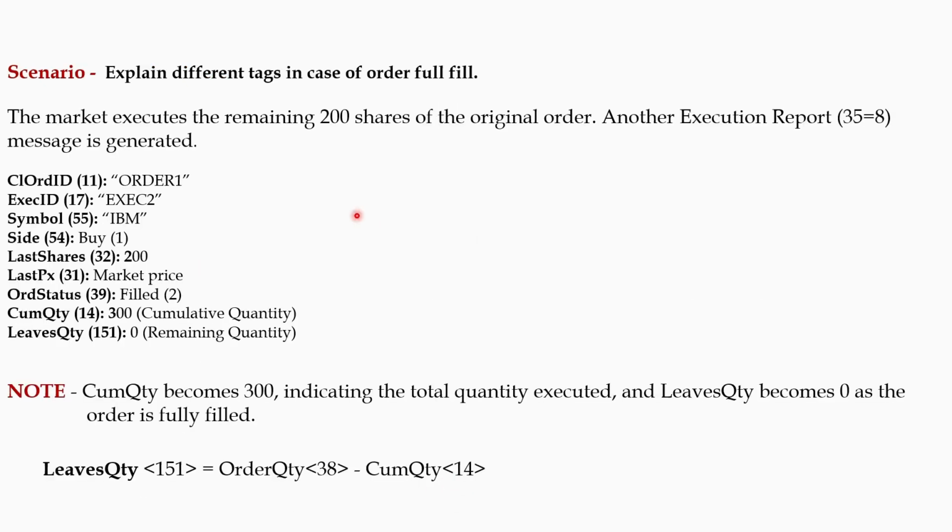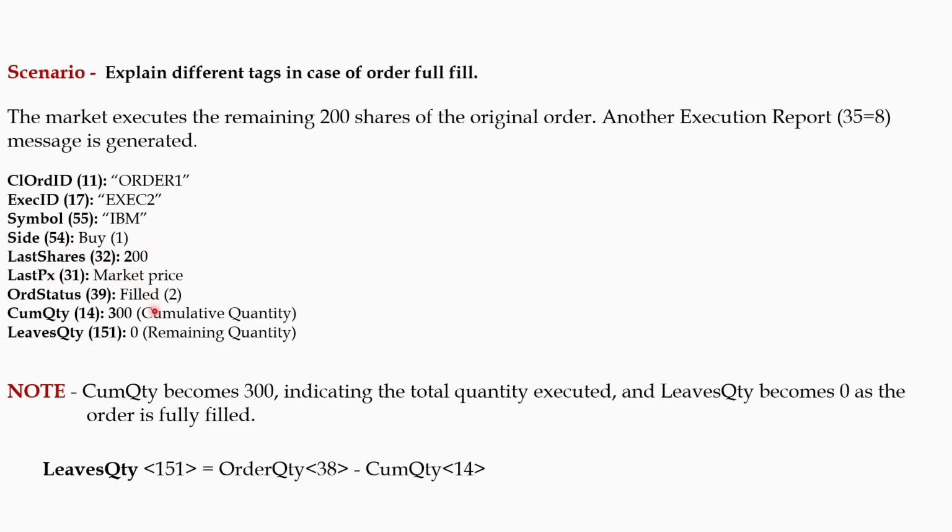So our next scenario: explain different tags in case of order fulfill. The market executes the remaining 200 shares of the original order, and another execution report, 35 equal to 8 message, is generated. Client order ID order 1, execution ID tag 17. Execution ID is a unique identifier for an execution message assigned by the broker. So the broker assigns this tag 17, symbol 55 same IBM, 54 is buy.